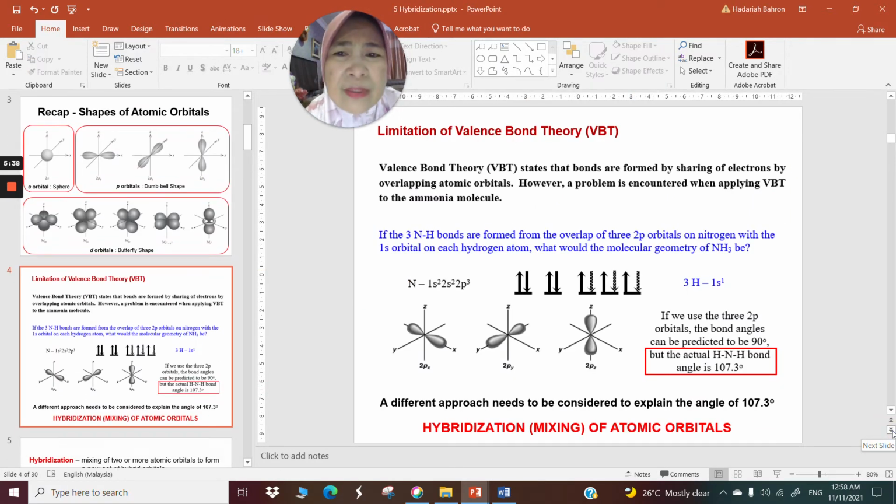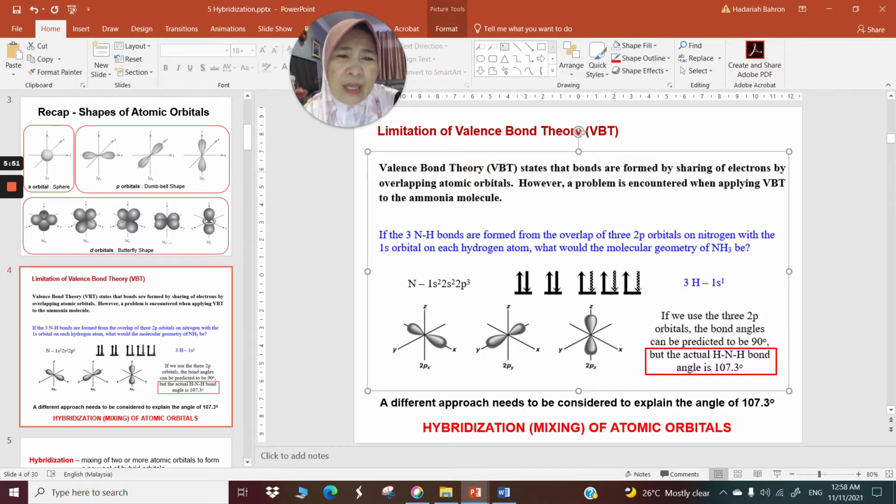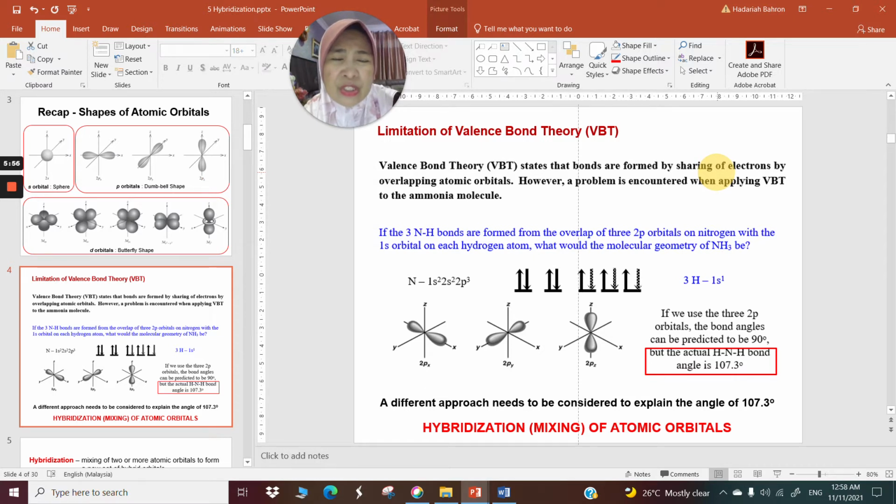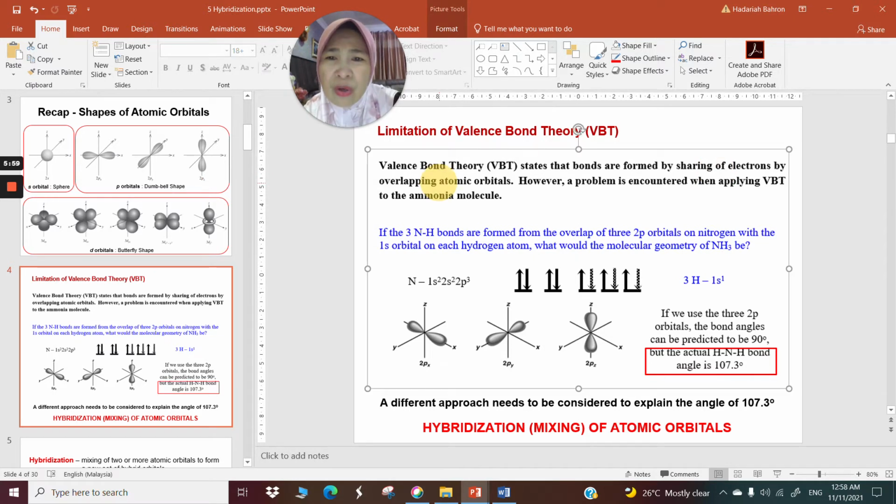Okay, so I'm going to introduce to you the limitation of valence bond theory. Now, valence bond theory is saying that bonds are formed by the sharing of electrons through the overlapping of atomic orbitals. So when bonds are to be formed, the atomic orbitals will overlap, and then through this overlap, bonds are being formed. So it's really quite simple.